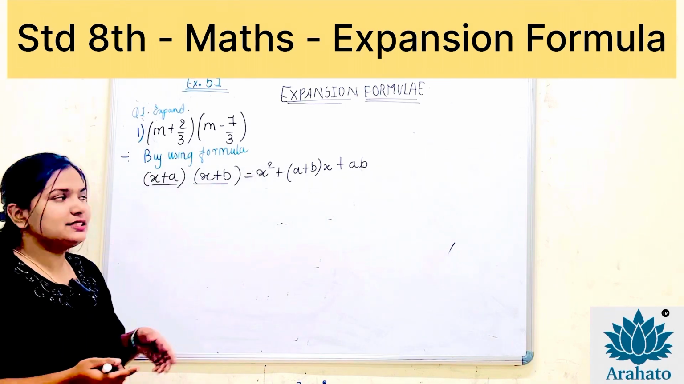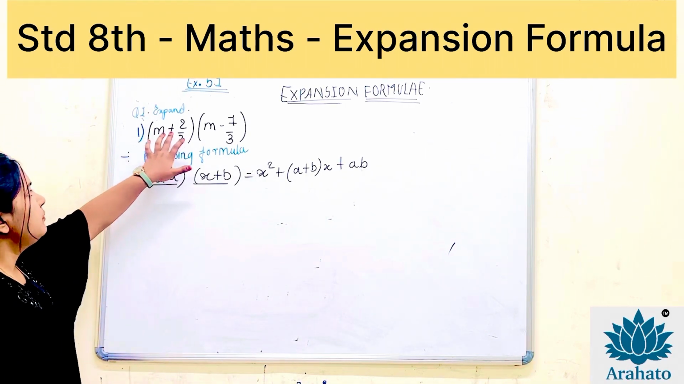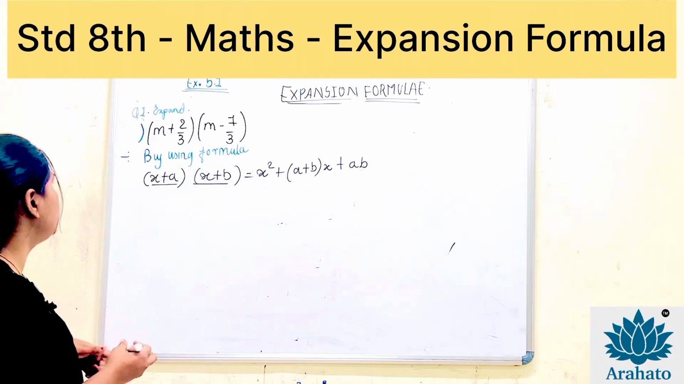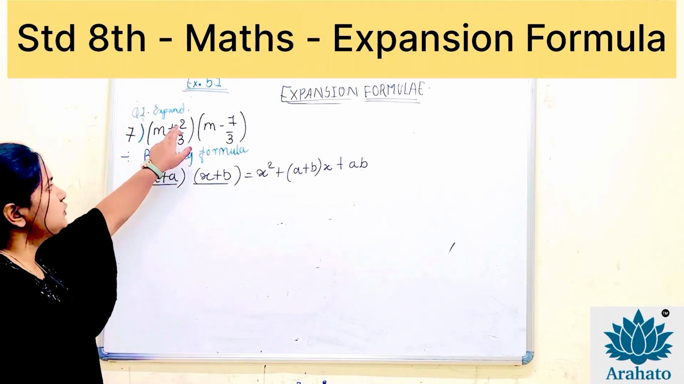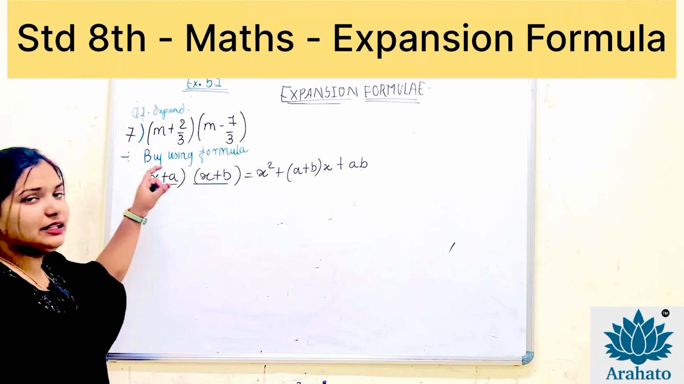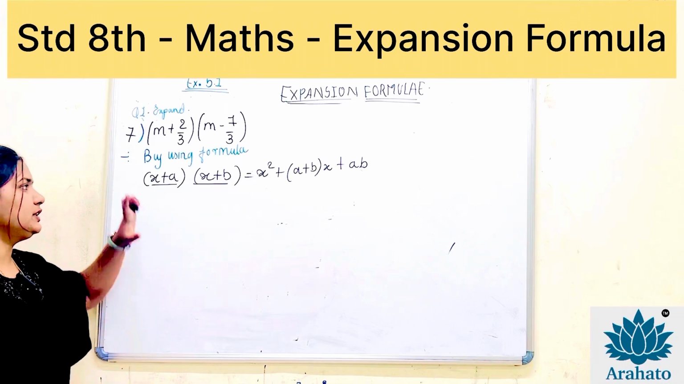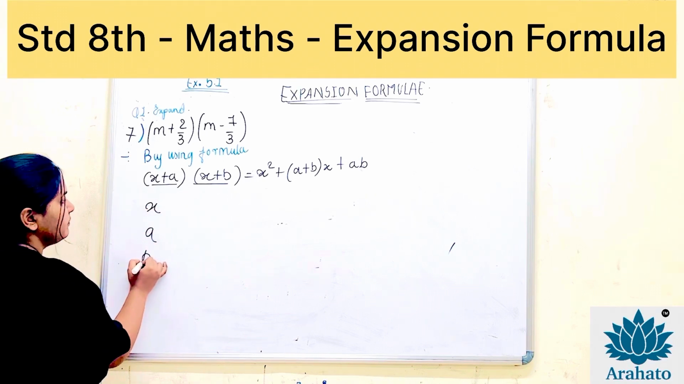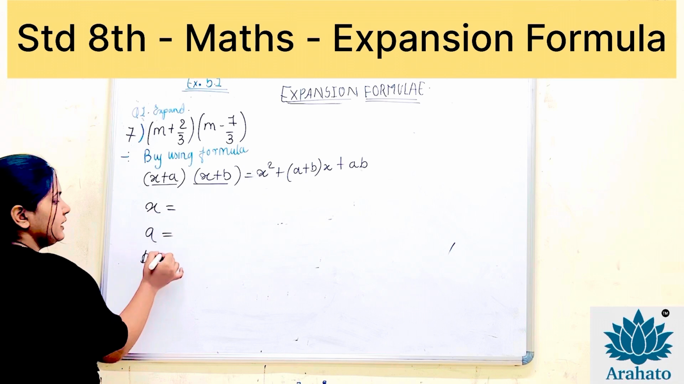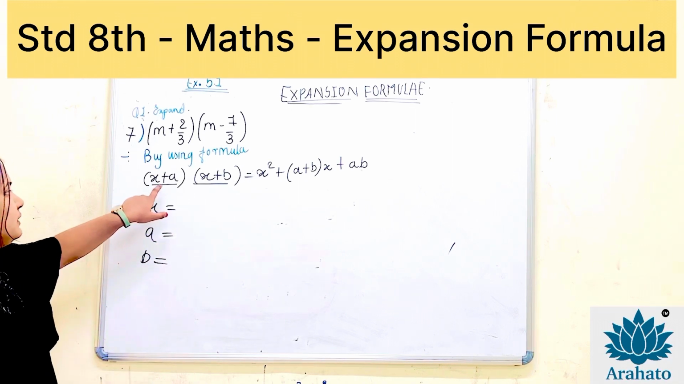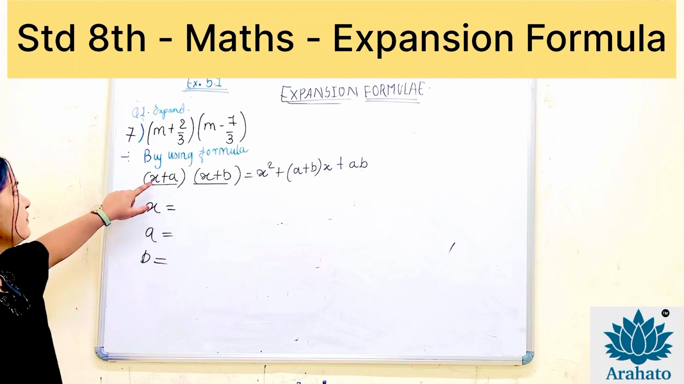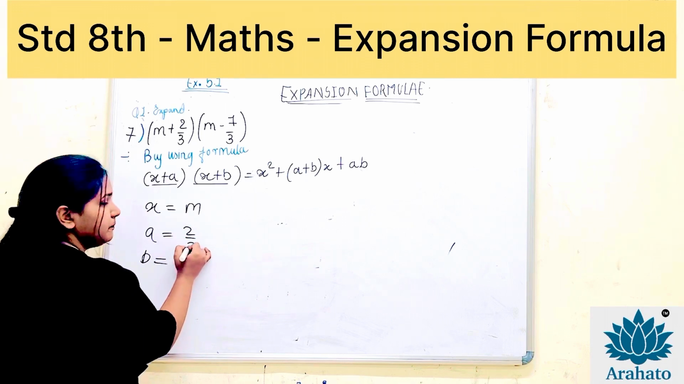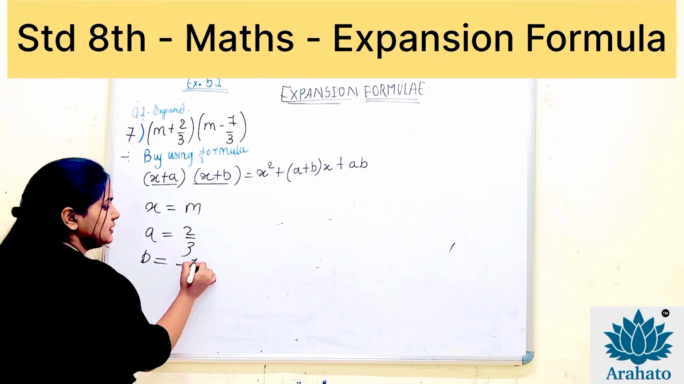Moving to our next sum, we have (m plus 2 by 3)(m minus 7 by 3). I think this is the 7th one. So this sum seems difficult, but it is not actually difficult. It's a very easy sum. Again write x, a and b. Compare x with this formula and these terms. x is equal to m, a is equal to 2 by 3 and b is equal to minus 7 by 3.